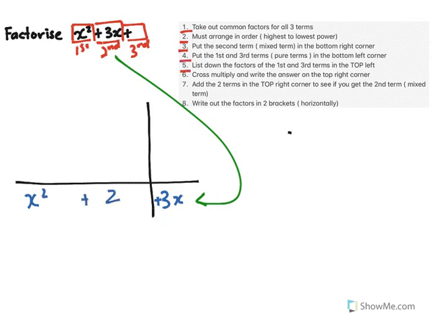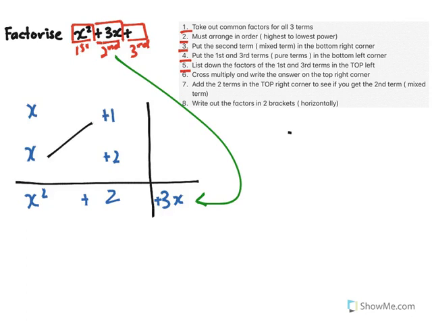Now step 5, you're supposed to list down the factors of the first and third term in the top left corner. In this case, because you know the x squared, the factor is only x times x, so you just write the factors x and x over here. So you know that x times x will give you x squared. Next, you need to write down the factors of 2. For 2, because it's a prime number, you only have 1 and 2. So you can put plus 1 and plus 2 in any order that you would like, because there are only 2 factors over here that we're looking at.